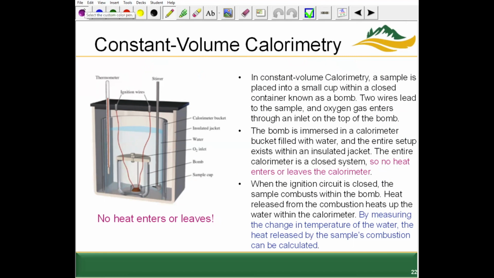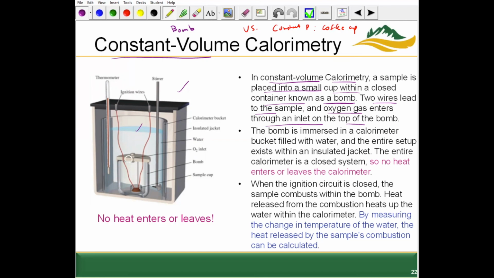So a little bit more of an explanation on these bomb calorimeters or constant volume calorimeters. And again, the constant pressure calorimeter, we commonly refer to as a coffee cup calorimeter. But here in a constant volume calorimeter or a bomb calorimeter, a sample is placed into a small cup within a closed container known as a bomb. These calorimeters can be a little bit dangerous in the lab setting. Not as dangerous as a real bomb, but they can be dangerous, especially with different reactions taking place and different pressure buildup.